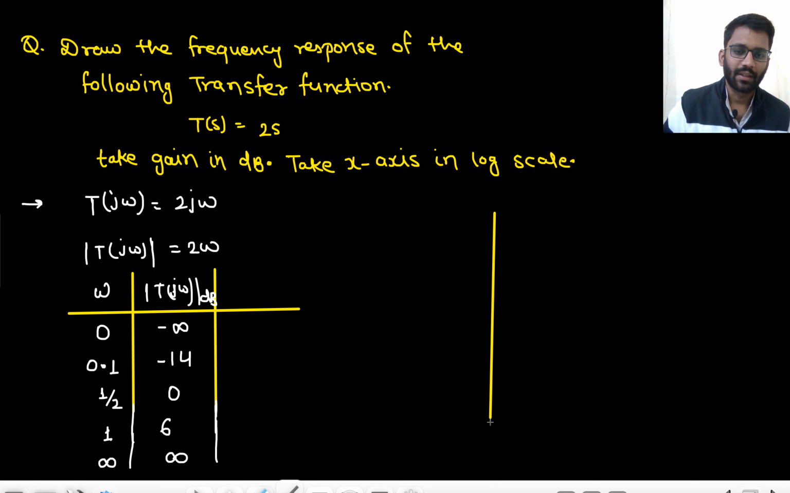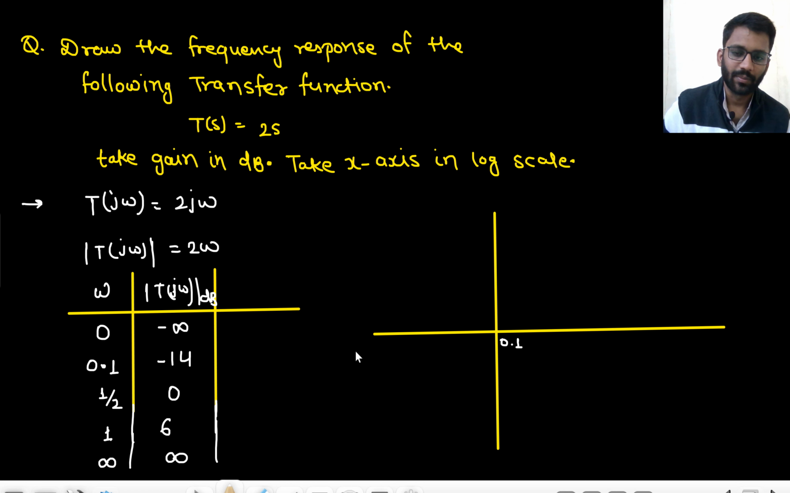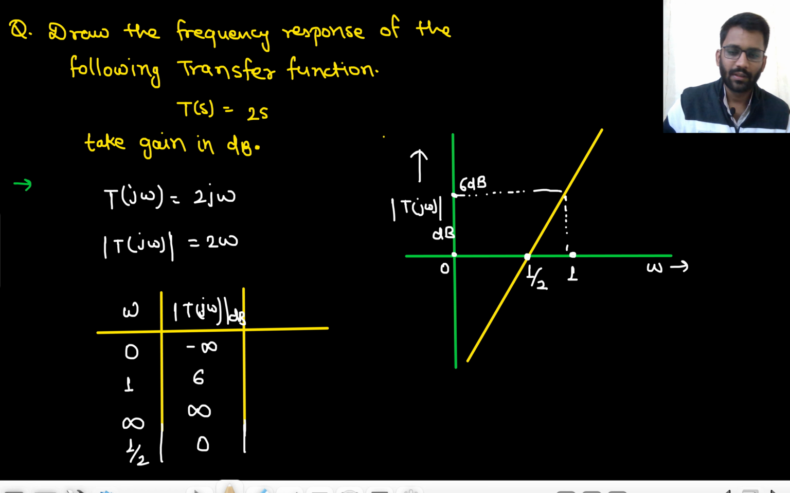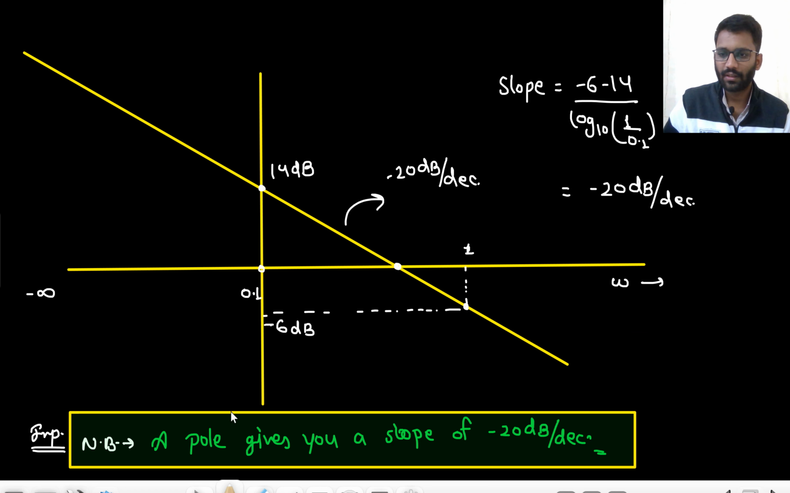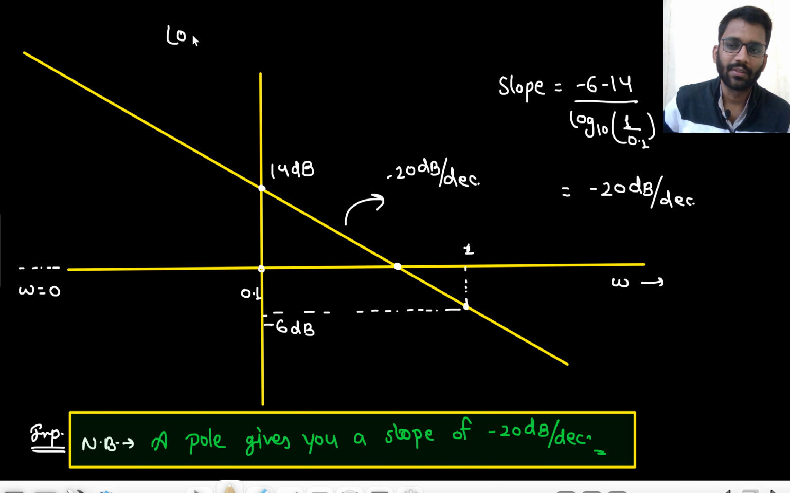So now we will make the graph. This is my omega equals 0.1 and this is my omega goes to 0. Omega goes to 0 will be somewhere here. And what did I write in this one? Yeah, this is not my minus infinity. This is my omega goes to 0 actually. Because if I put omega goes to 0, the log will give me minus infinity.